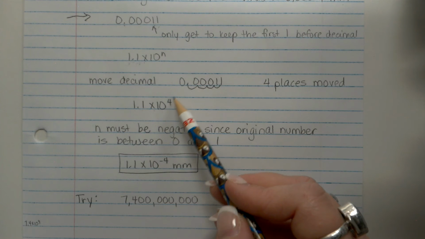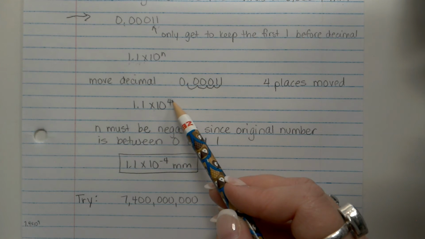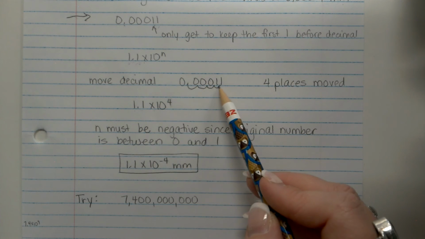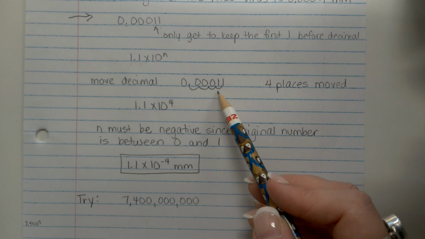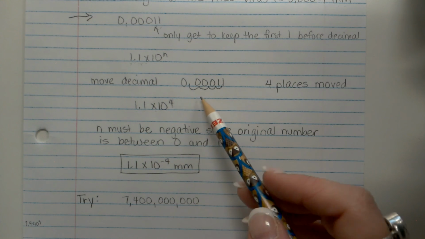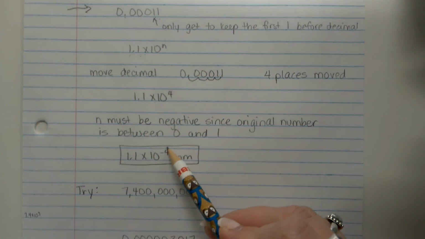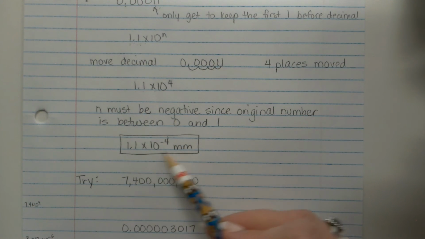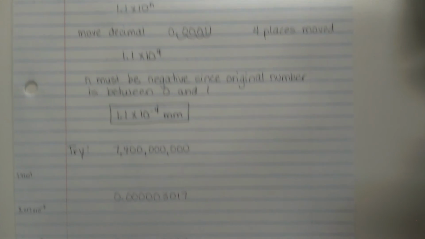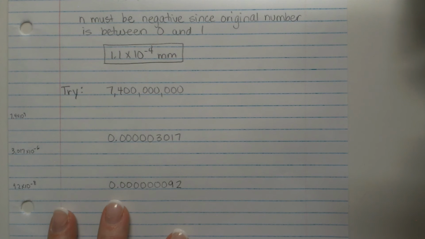But then you decide, is this 4 going to be positive or negative based on the size of this number? This is a very, very small number. It's less than 1. So therefore, the exponent must be negative. So then you rewrite it this way. All right, so try these.